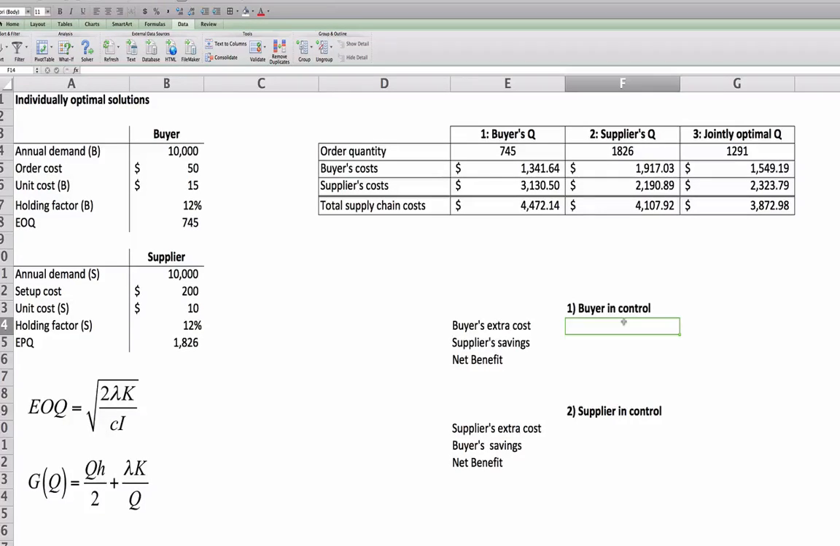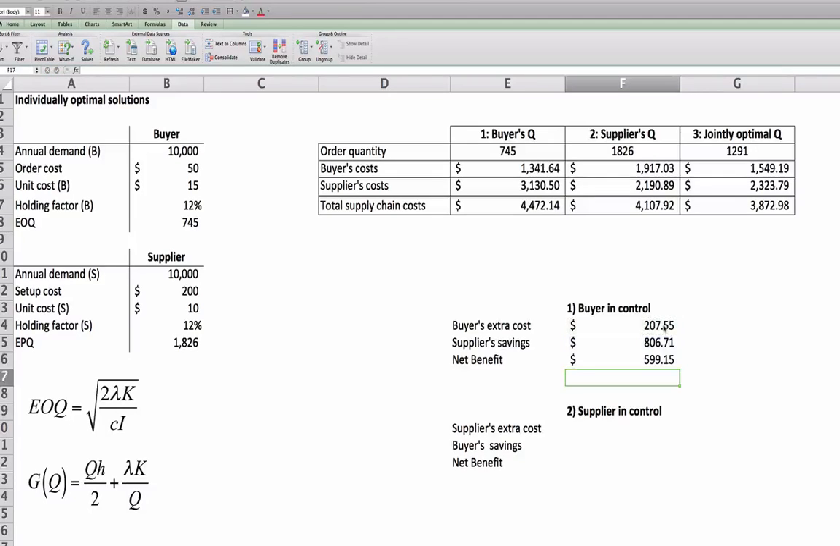Now one more thing that we need to talk about real briefly is how do we actually make these kinds of solutions happen. So let's assume, for example, that the buyer is actually in control. We're talking about a very powerful retailer that purchases from the supplier. Well, how could the supplier actually motivate the buyer to deviate from her individually optimal solution? Because you can see that by choosing this quantity, the buyer's cost will be higher. Specifically, this cost difference would be equal to approximately $207.